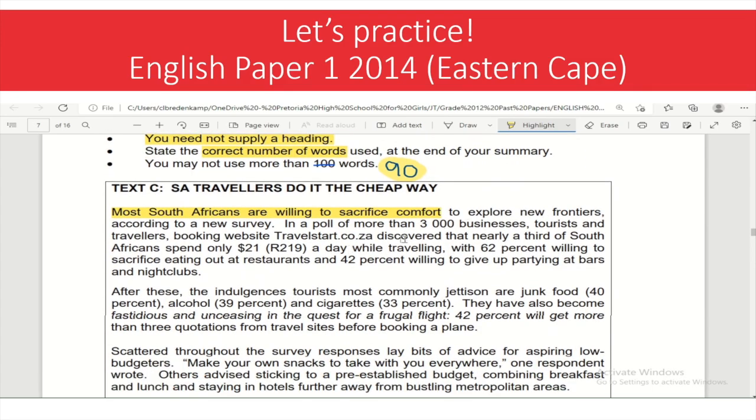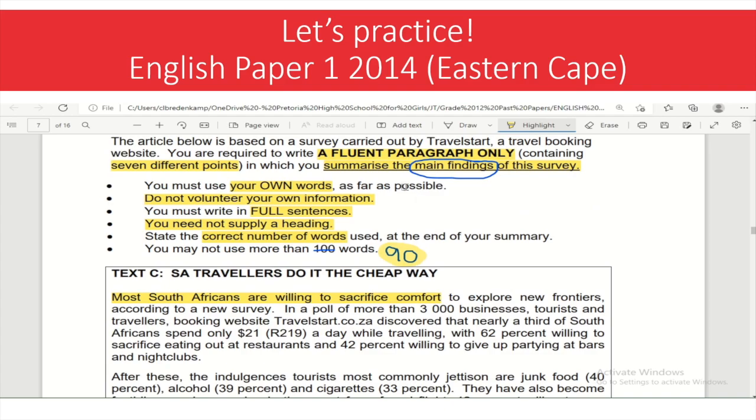In a poll of more than 3,000 businesses, tourists and travelers, booking website travelstart.co.za discovered that nearly a third of South Africans spend only $21 or 219 Rand a day while traveling, with 62% willing to sacrifice eating out at restaurants and 42% willing to give up a party at bars and nightclubs. All right. So, do we have a main point over here or a main finding?